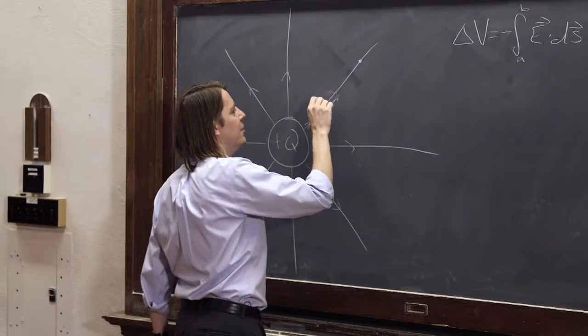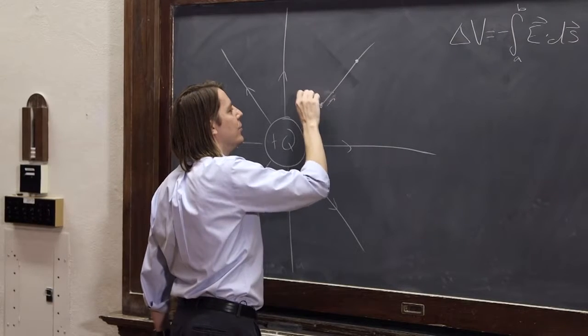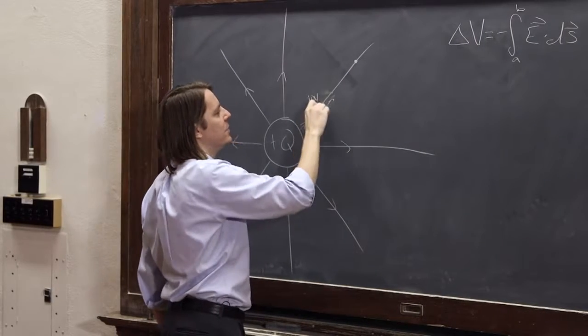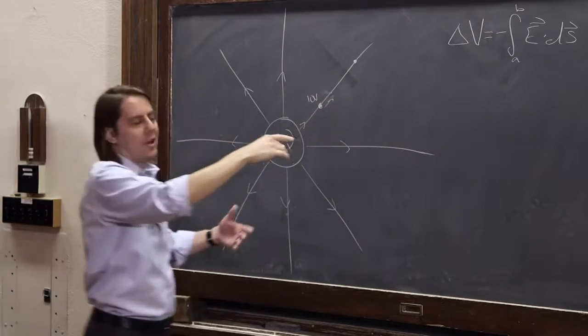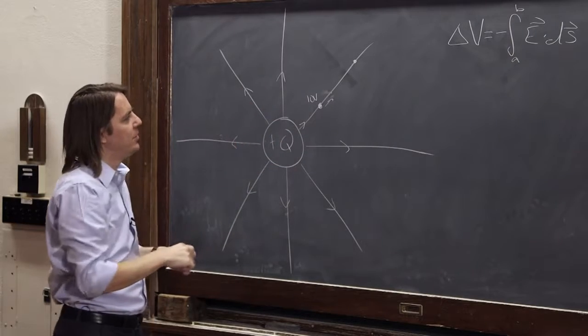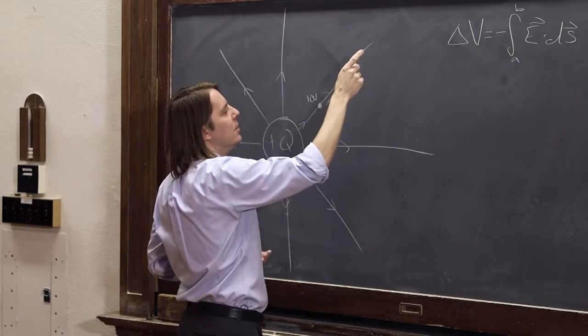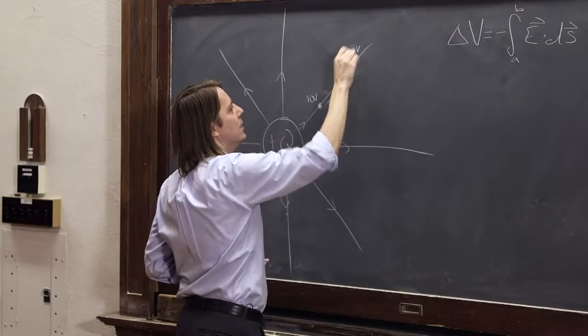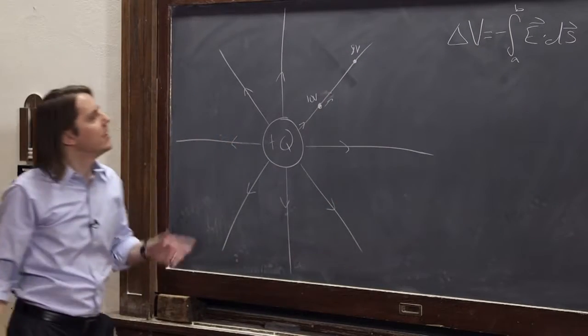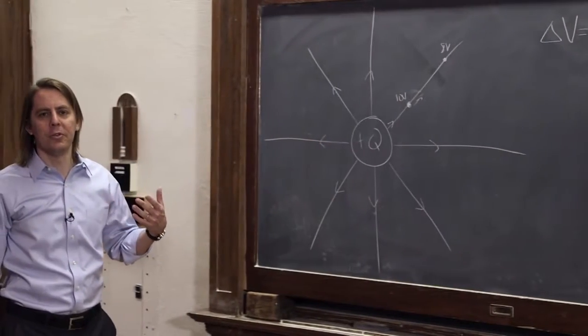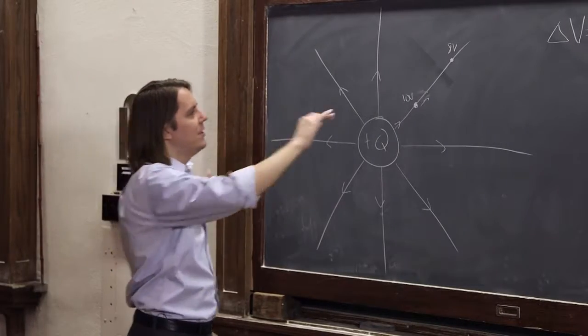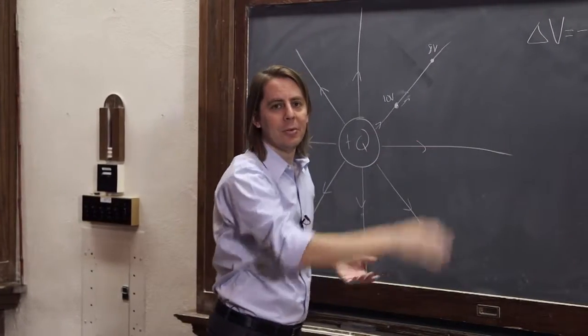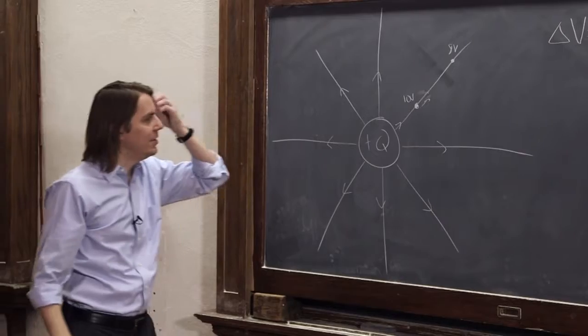If this position in space, say, was 10 volts, based on how close you are to this charge and how much charge it has, if you go this way, it's going to go down. Maybe this one is 8 volts. And if you keep going farther away, maybe it goes to 4 volts. And if they set up the problem right, at infinity, it'll be 0 volts, right? Because that's always the zero of potential at infinity.